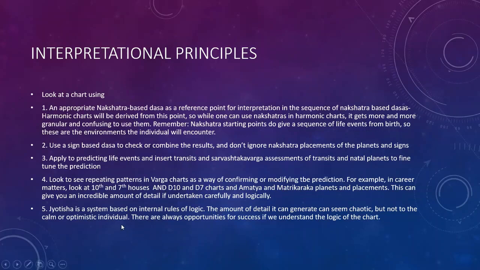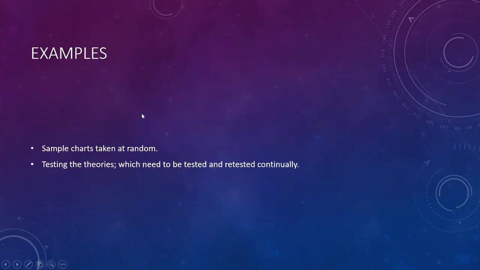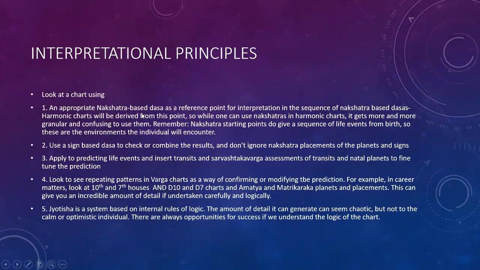This can give you an incredible amount of detail if undertaken carefully and logically. As a matter of fact, I often find myself looking, let me go backwards, looking at Matri Karaka planets for when occupational changes will occur, as opposed to Amitya Karaka planets. Jyotish is a system based on internal rules of logic. The amount of detail it can generate can seem chaotic, but not to the calm or optimistic individual. There are always opportunities of success if we understand the logic of the chart.